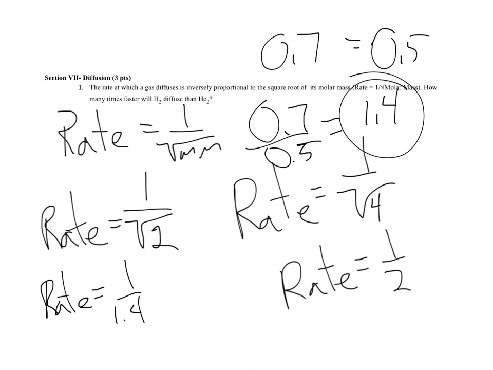So anytime you're trying to compare two gases, take the 1 over the square root of each gas, and then that'll tell you how much faster one is than the other.